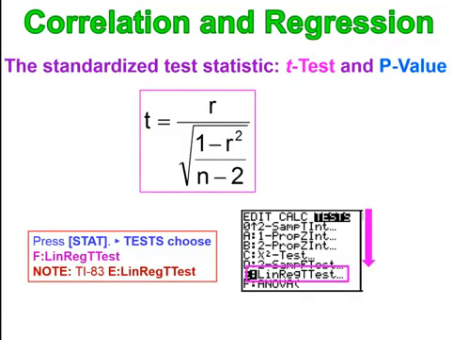So the test statistic, or the t-test, and p-value is found by using this formula, and this formula can be calculated directly from the calculator. If you have a newer calculator, under your stat option, you arrow over to test, and you'll find it under the menu option F, which is LinRegTTest. If you have an older calculator, it's going to be under E, your LinRegTTest. You're going to have to arrow down to find it, so arrow until you get to it.